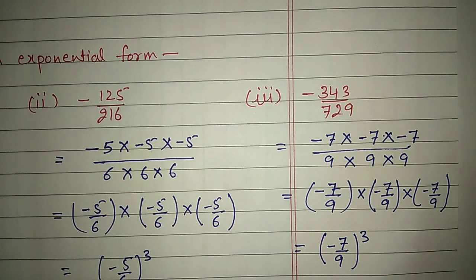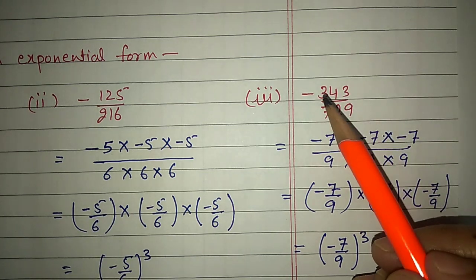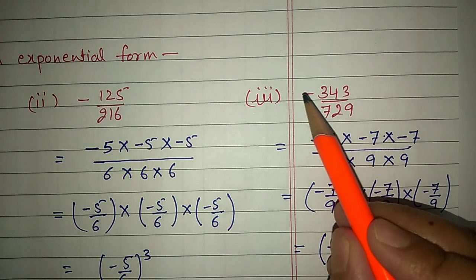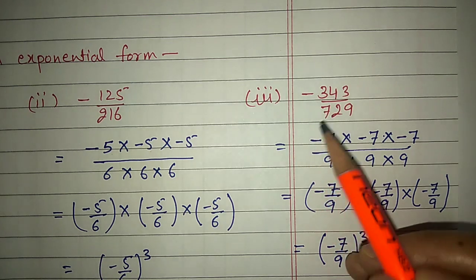Third part, minus 343 by 729. Do the factor of 343. 7 into 7 into 7, and keep minus, because finally it is minus. So minus we have to keep with every number.